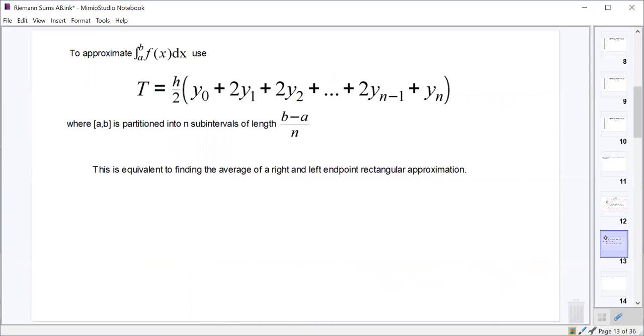So we should be able to rewrite this as this trapezoidal approximation, which we'll just call capital T, is h over 2 times the first y value plus 2 times the second y value plus 2 times the third y value, and so on and so on and so on, all the way until we get to just 1 of the last y value. Everybody agree with that? Everybody good with that? Yes.